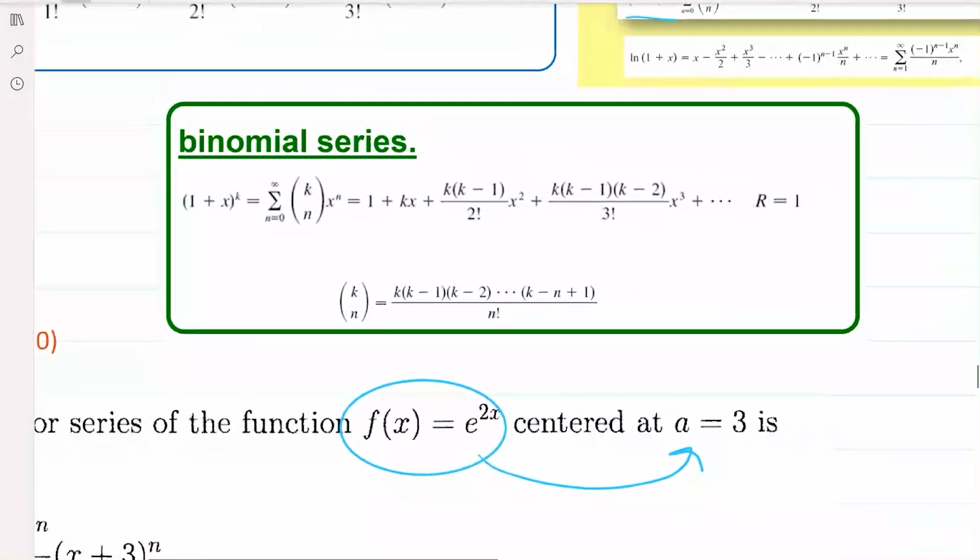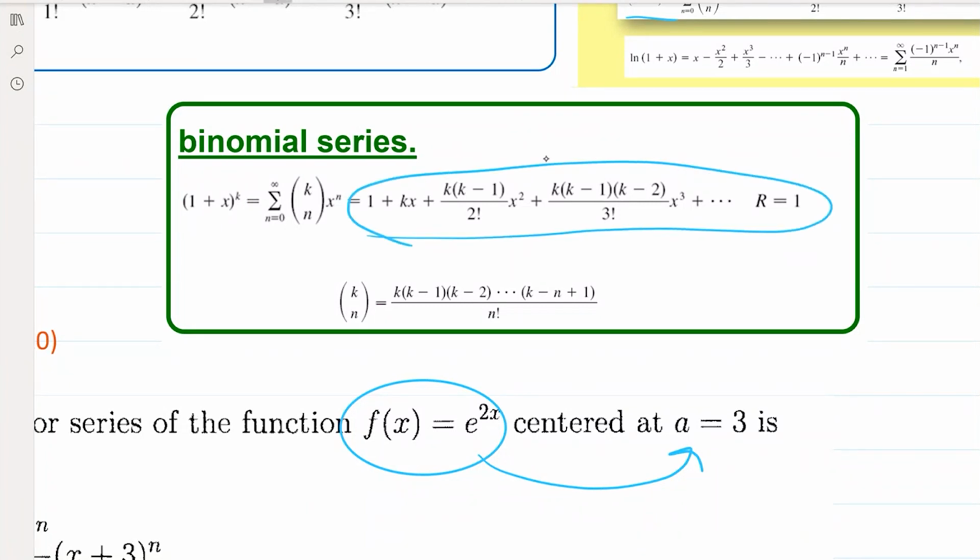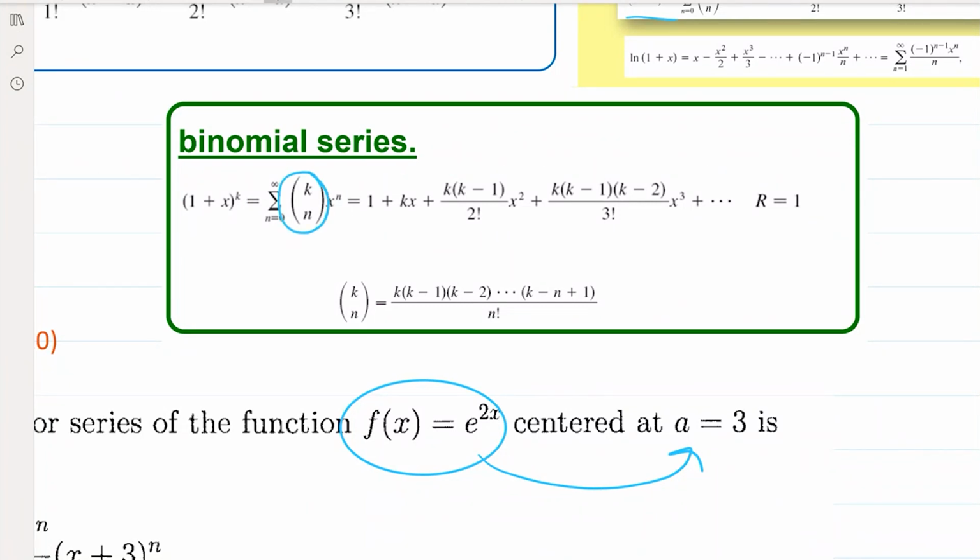Now, there is something called the binomial series. The binomial series is easy. It says that any function of the form 1 plus x to the power k can be simplified to this formula, which is the sum of k choose n times x to the power n. What is k choose n? It will be this formula. We will see an example.